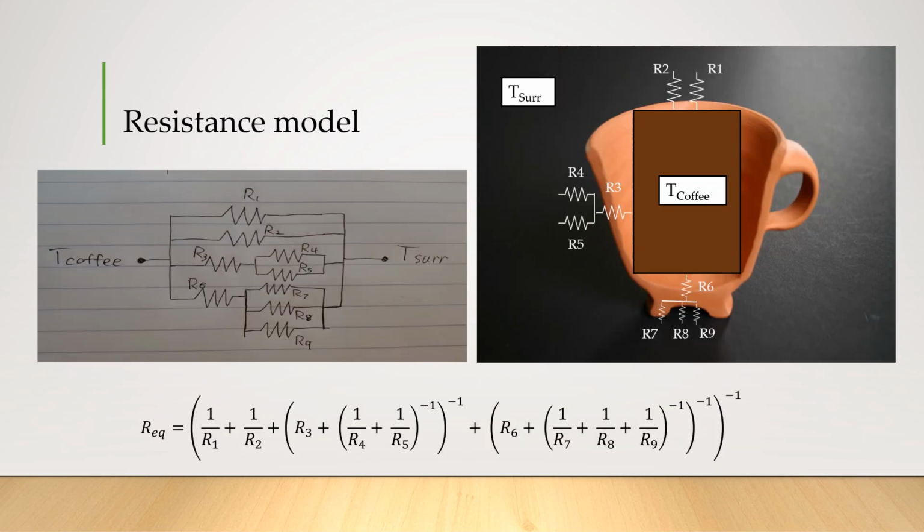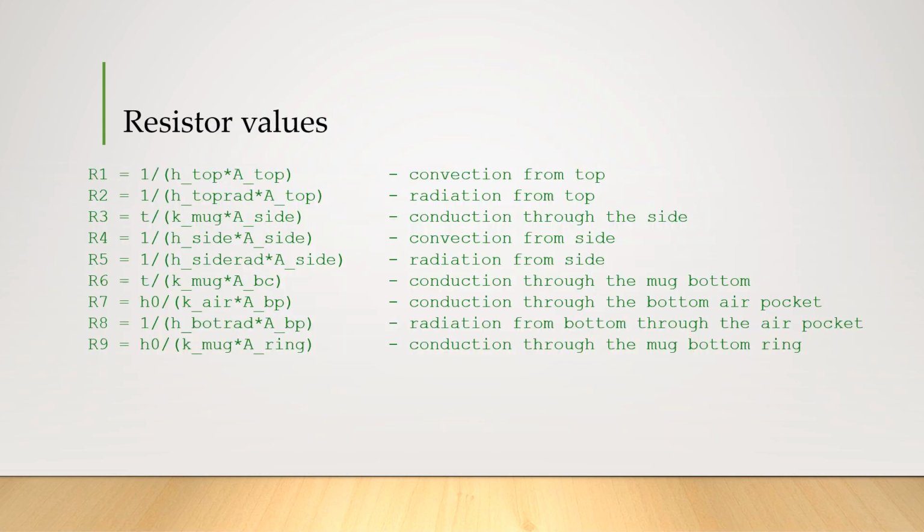This is the thermal resistance model that I have formulated. You can see that I consider the convection, conduction, and radiation from all sides of the mug. I also noticed that all mugs have this ring on the bottom to minimize heat transfer to the table. I also decided to include this in my calculations. At the bottom is the equivalent resistance of the circuit.